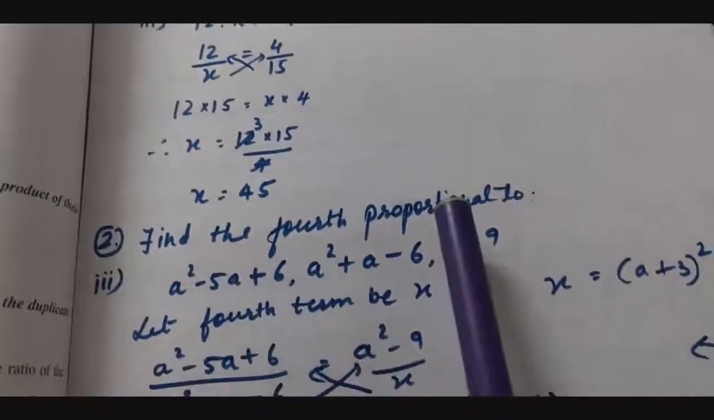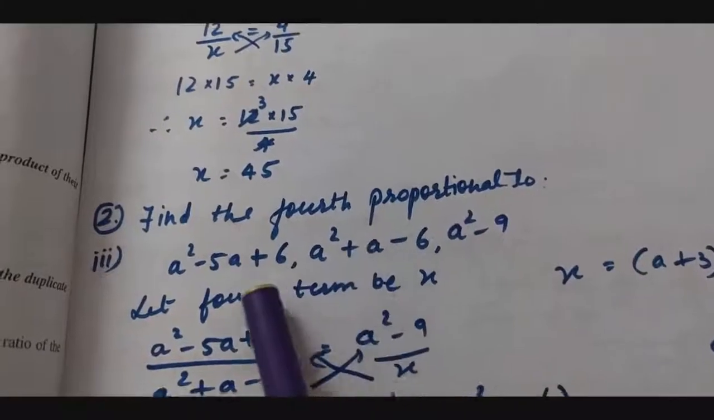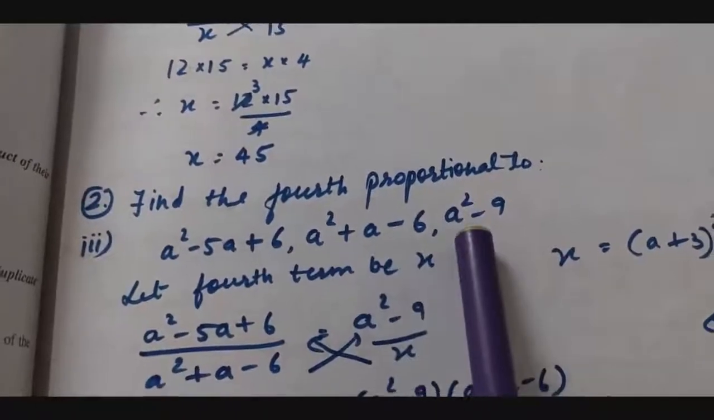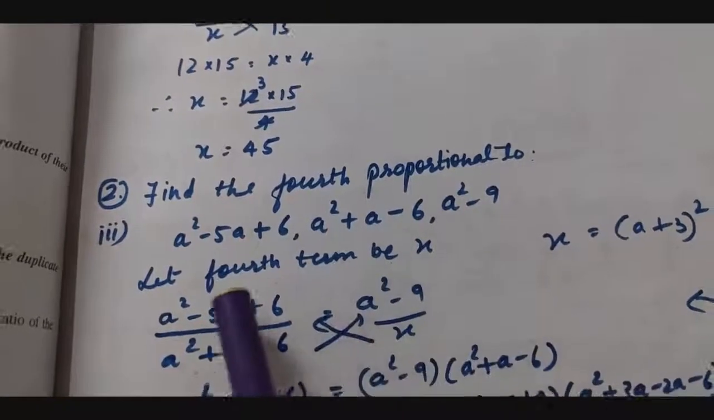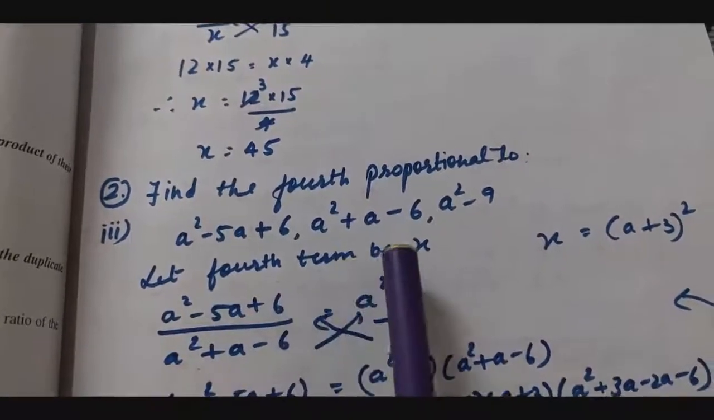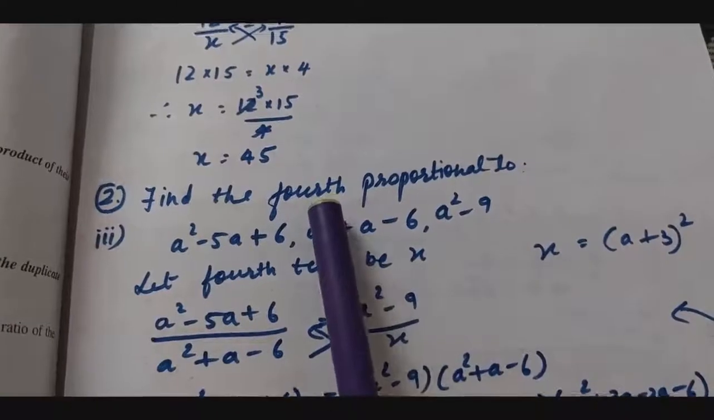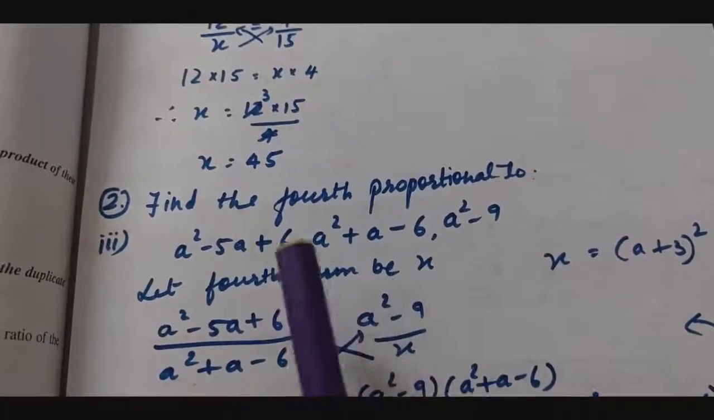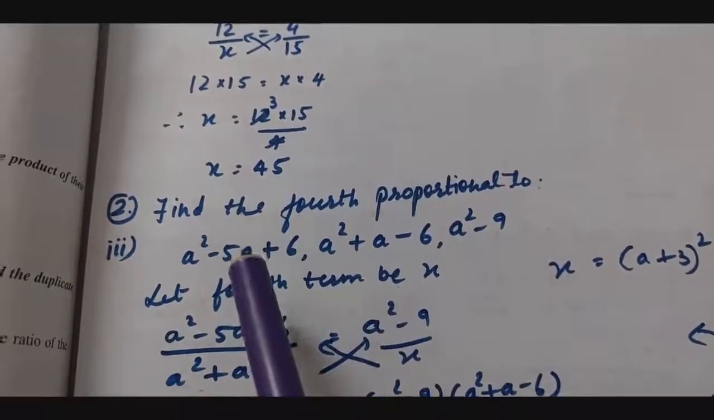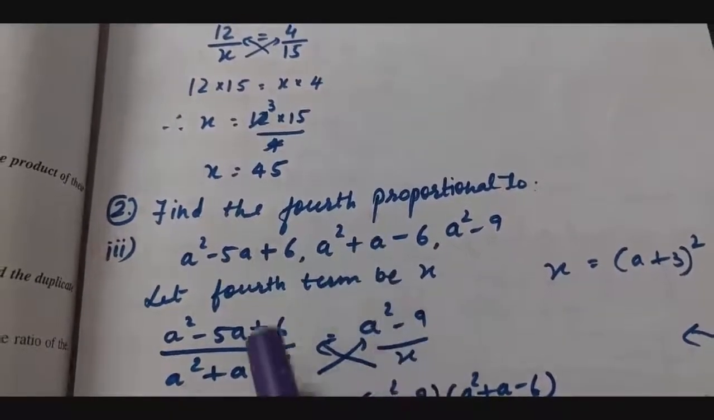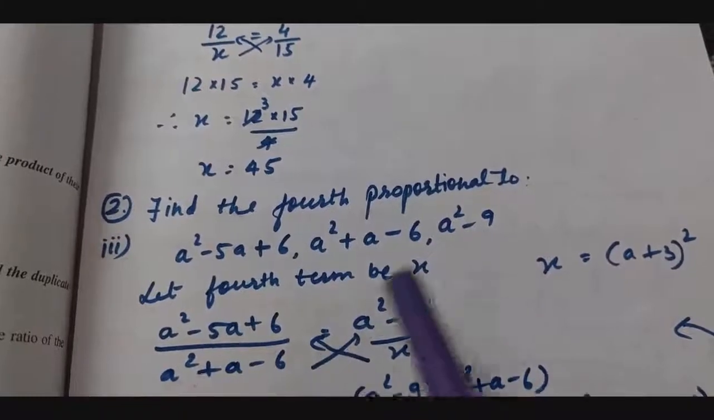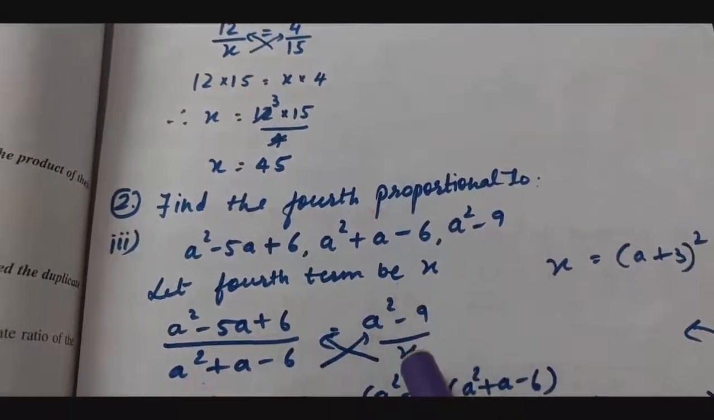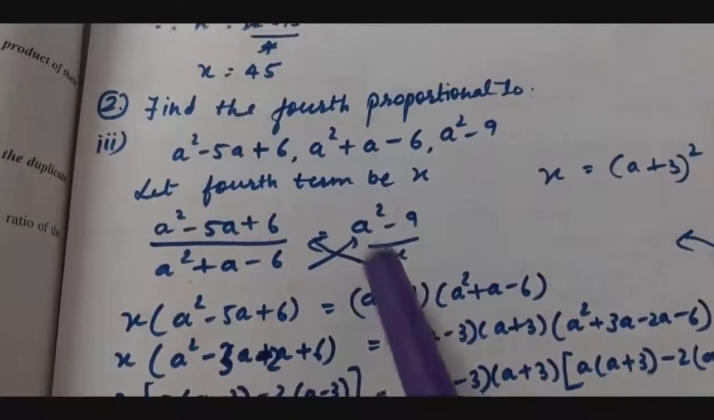Now find the fourth proportional to. Here you are given 3 polynomials. You can see, let the fourth term be x. You want to find the fourth proportional, so we are taking it as x. Now we will take ratios. The first ratio second is equal to the third ratio fourth. Now take cross multiplication.